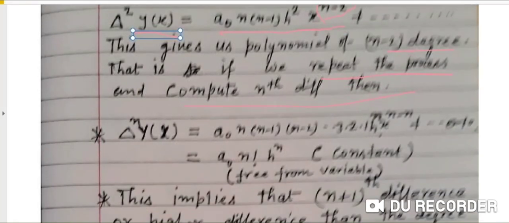That is, if we repeat the process and compute another difference, then what happens? Degree n minus 2. Okay. The second difference gives n minus 2 degree. We have seen the first difference, we have seen the second difference. The second difference degree is n minus 2.